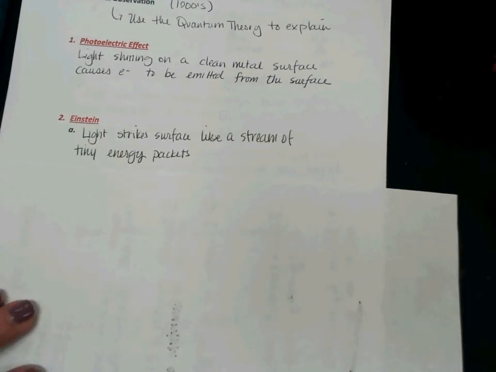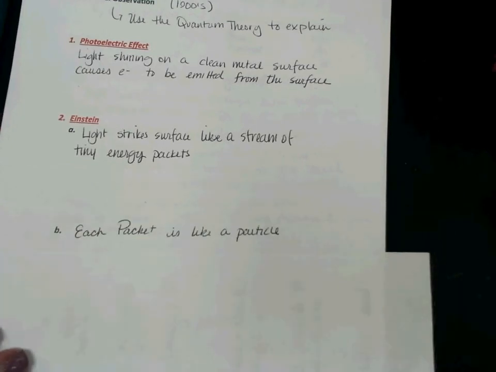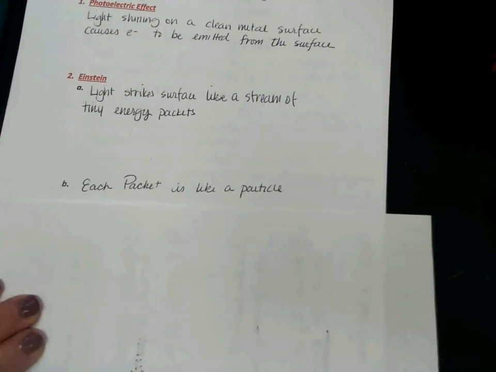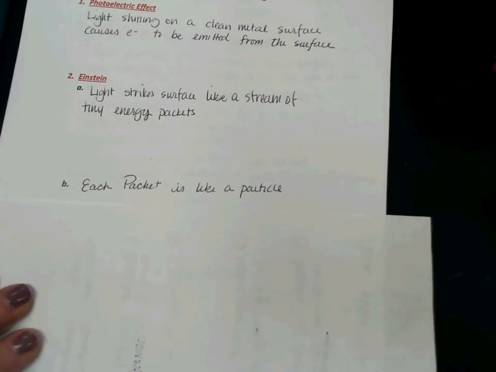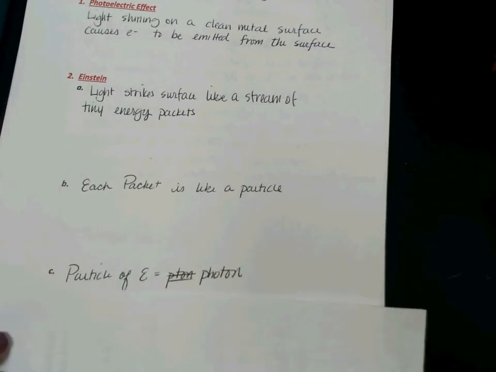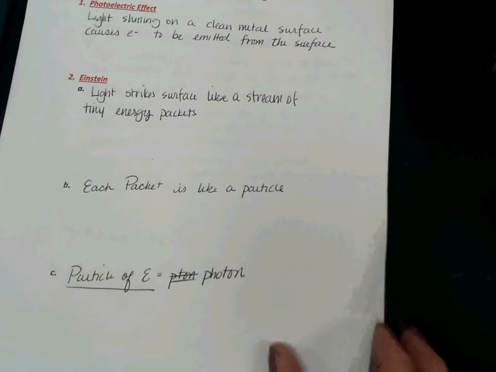So Einstein looks at this light that strikes a surface, and he says it's like a stream of tiny energy packets. He says that each packet is like a particle, like a quantum, and he called each particle of energy a photon. So that's the second introduction of a new word. So quantum, quanta, quantized, photon, but he begins to call these particles of energy, each little packet that's released or absorbed, he begins to call them photons.